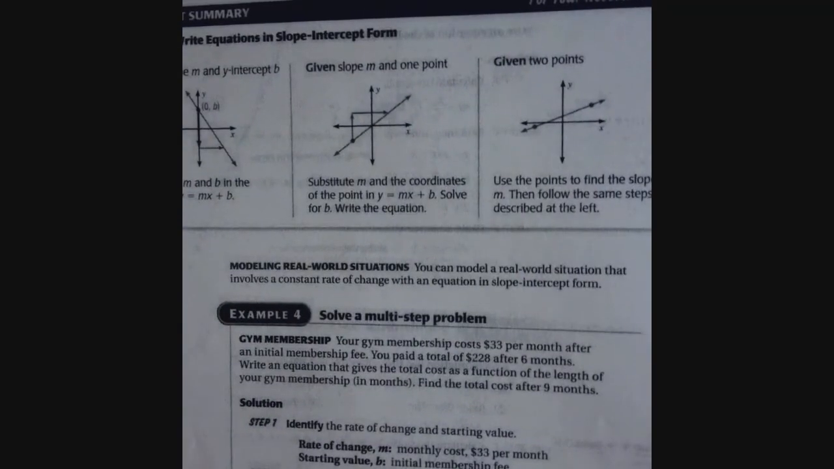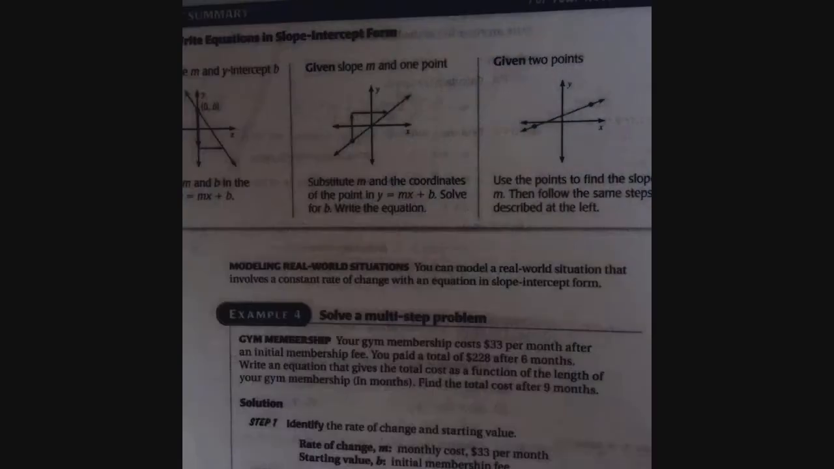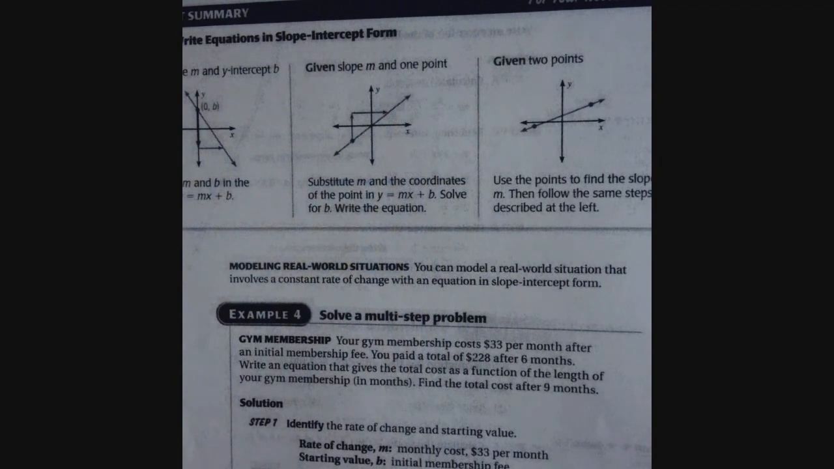So here we're going to do a word problem. So let's just look at this one. Okay, let me focus in here. Let's read it. Your gym membership. Okay, modeling real-world situations. You can model a real-world situation that involves a constant rate of change. So I was telling you that with an equation in slope-intercept form. You see a lot of these kinds of problems. So you're going to get more proficient with them the more you do them.